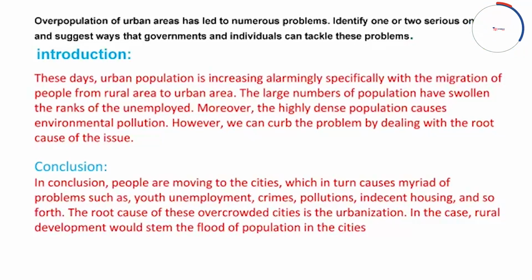The next essay topic is: overpopulation of urban areas has led to numerous problems. Identify one of those serious ones and suggest ways that governments and individuals can tackle these problems. My main topic is overpopulation.